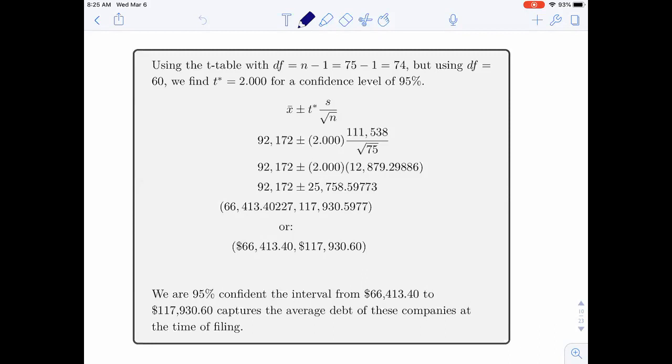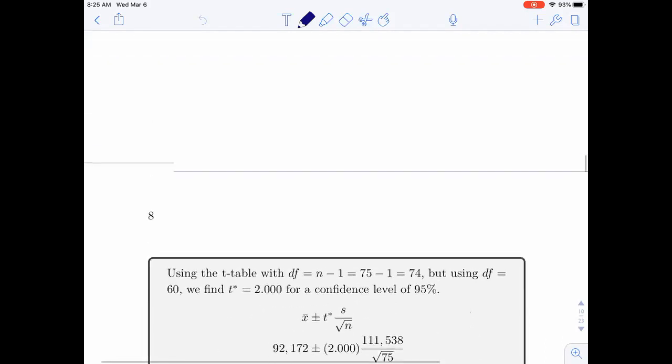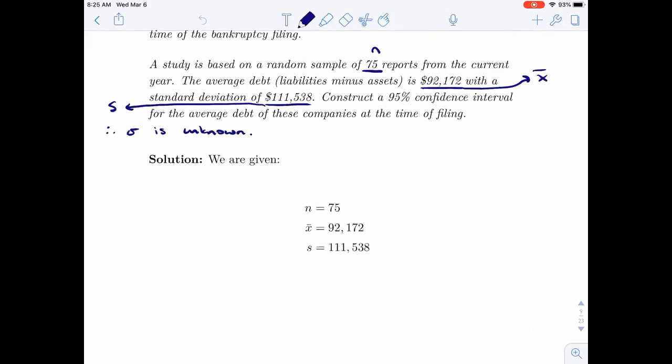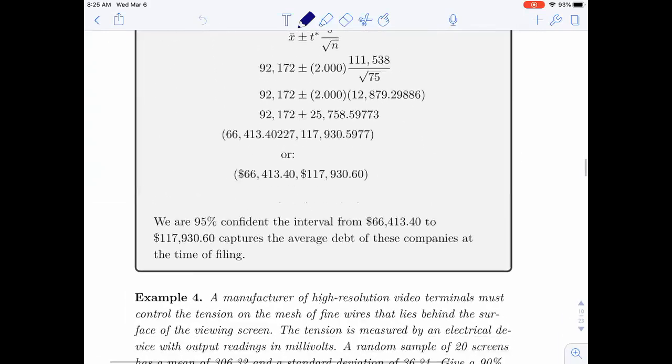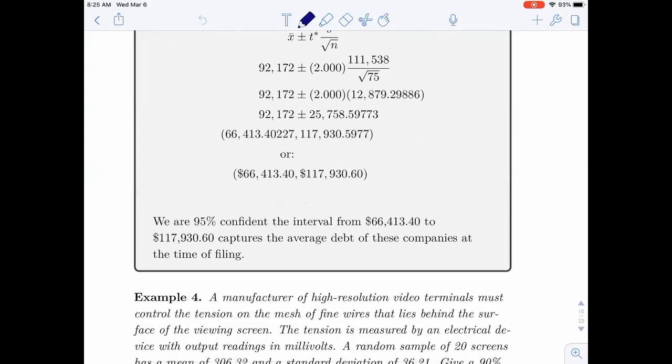This blurb captures, what's it capturing? You just steal that from the question, right? I asked you to make a 95% confidence interval for the average debt of these companies at the time of filing. So you can just take that little blurb and put it in your interpretation. It's not something that I came up with. I'm just regurgitating the question as an answer. Any questions about that one?